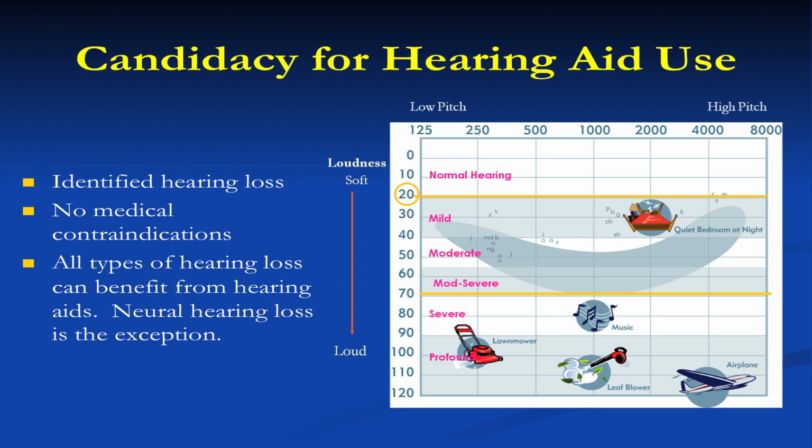So, what makes someone a candidate for hearing aid use? An identified hearing loss of greater than 20 decibels, 25 decibels, no medical contraindications. This hearing loss is not surgically or medically treatable, and all types of hearing loss can benefit from a hearing aid. The exception is neural hearing loss, where some people sometimes notice some benefit from hearing aids. It really depends on the person.